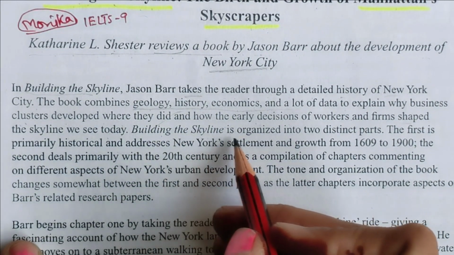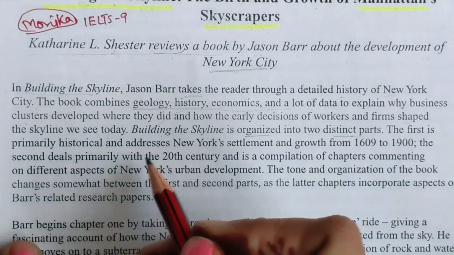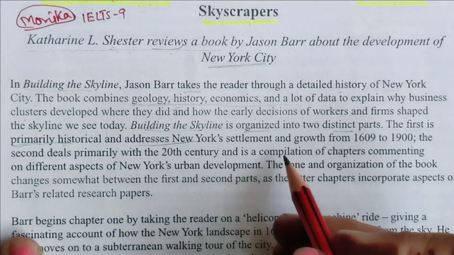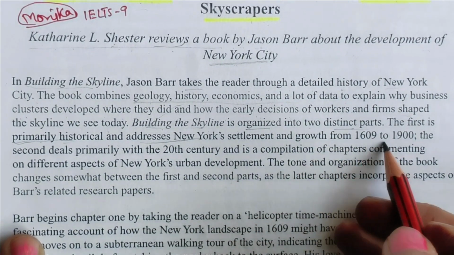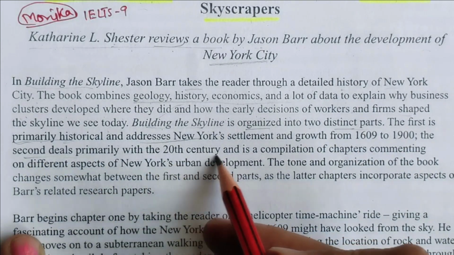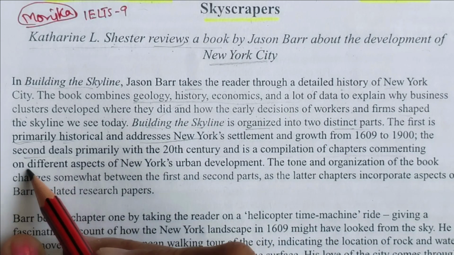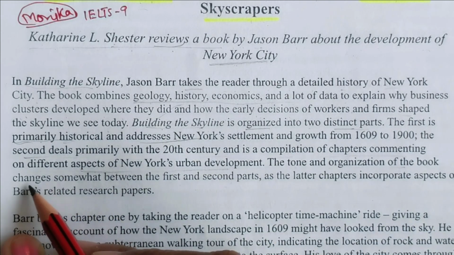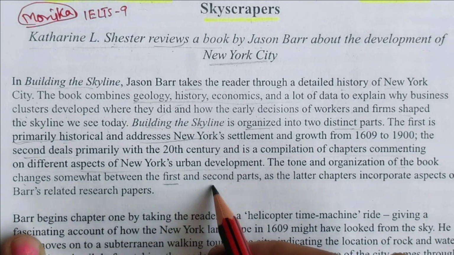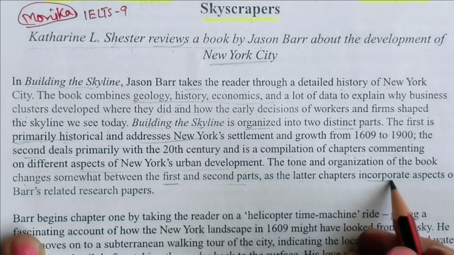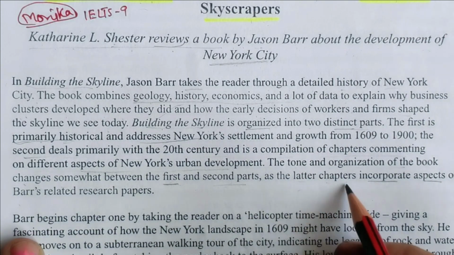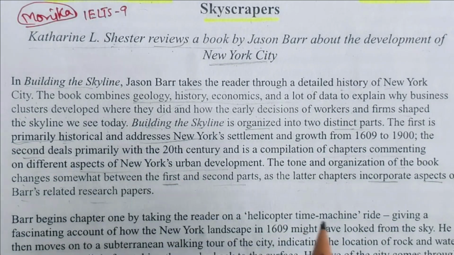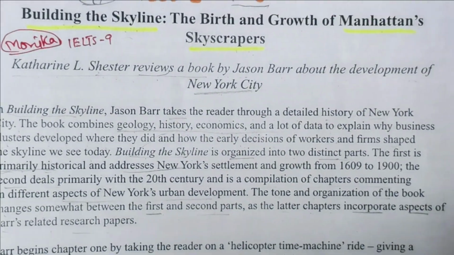Building the Skyline is organized into 2 distinct parts, meaning this book. The first is primarily historical and addresses New York. So same here, you have to read the full paragraph. The second deals primarily with the 20th century and is a compilation of chapters commenting on different aspects of development. The tone and organization of the book changes somewhat between the first and second parts, and the later chapters incorporate aspects of Burr's related research papers. Okay, so let's read the options.